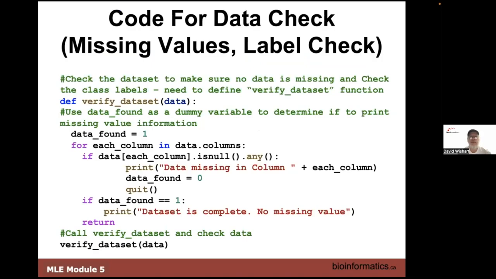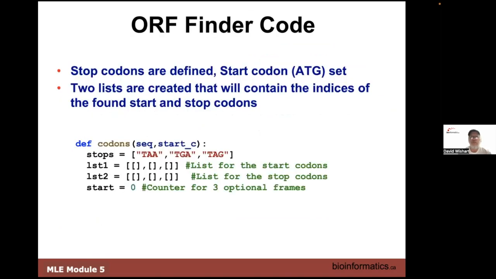This is the missing values and data check. We've done this before. There's a verify data set function. And we're looking to see if there's any missing data in our columns. And since we're dealing with sequence data, it's almost never missing data. Of course, there could be all kinds of X's and other things, and that probably should have been added to this particular code. And then the codons: one which are the start codons, and then the other one, which is the stop codon set. So we're creating list one for start codons and list two for stop codons. And then we're counting as we go through this. So again, this is just a small function.